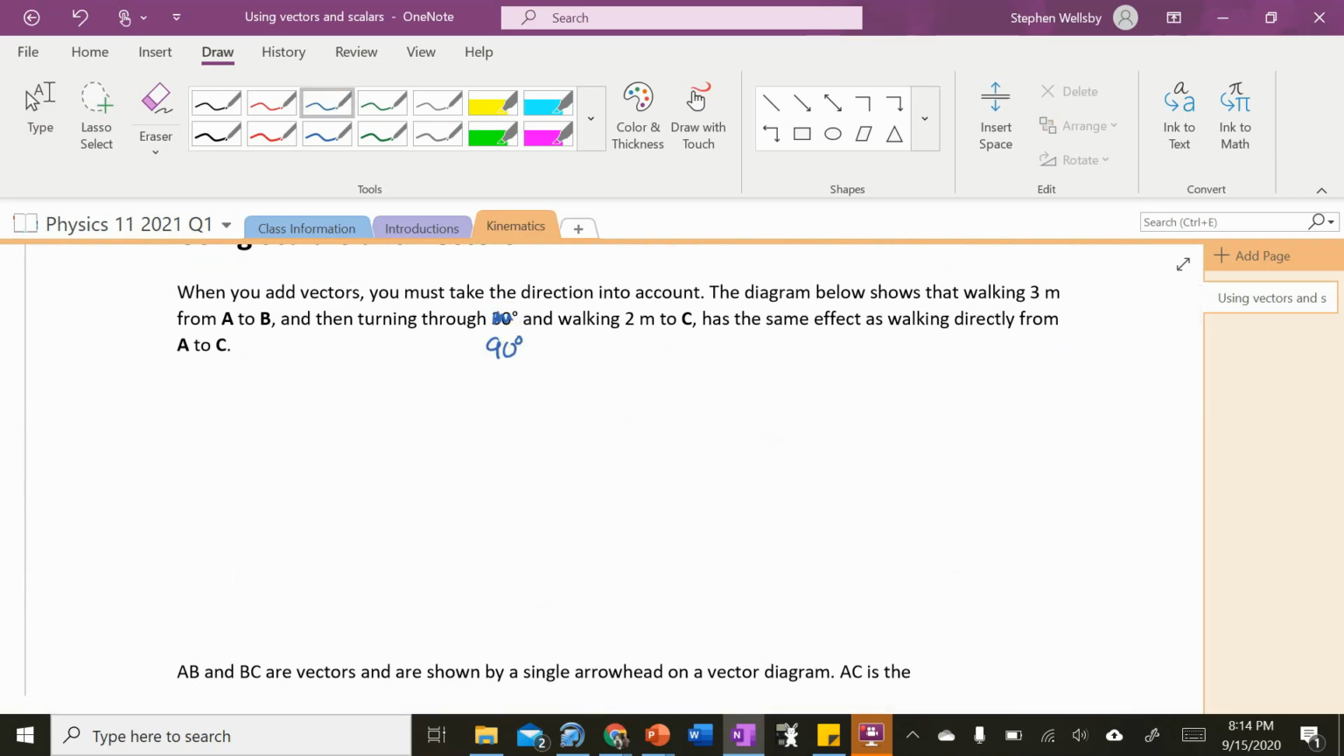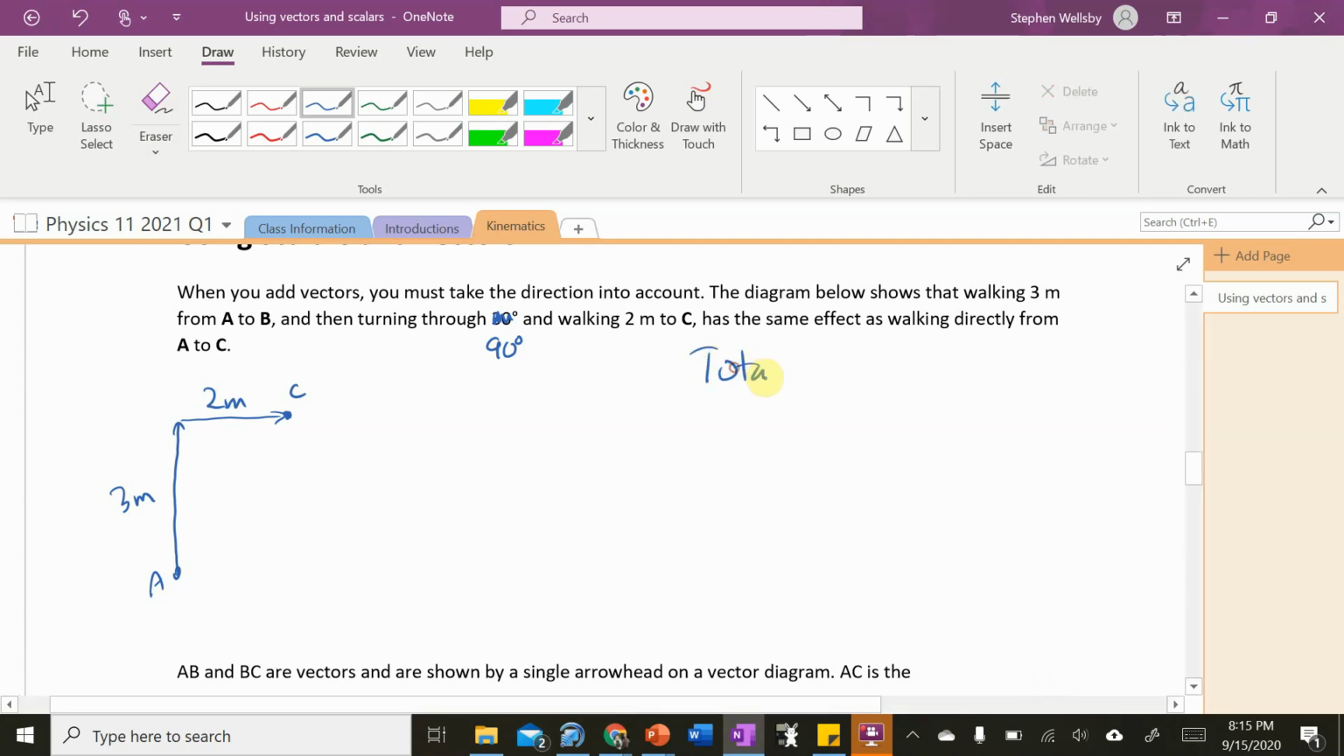So let's say I draw this diagram out here. This is going to show someone walking 3 meters from A to B. So this is A, and this is B, and I'm walking 3 meters in this direction. And then I'm going to turn right through 90 degrees, and then I'm going to walk to C 2 meters. So this is point C. So I've gone from A to B to C all in one trip, and we can see that the total distance that I've traveled, total distance, not displacement, will be 5 meters. I walked 3 meters, and then I walked 2 meters.